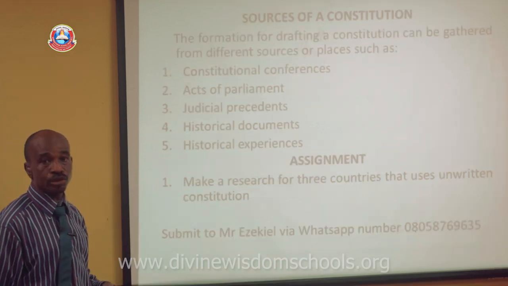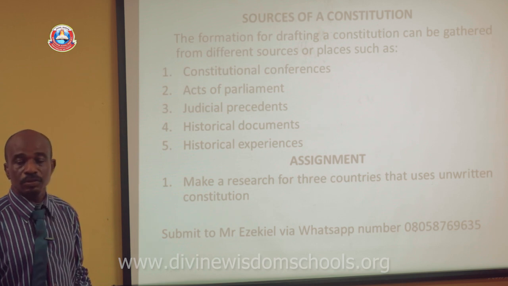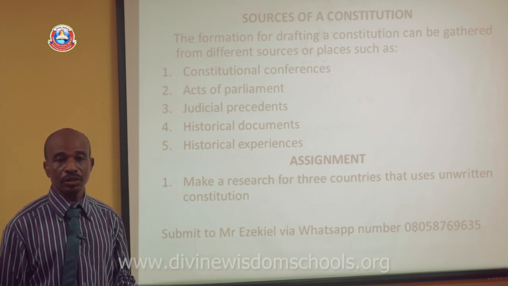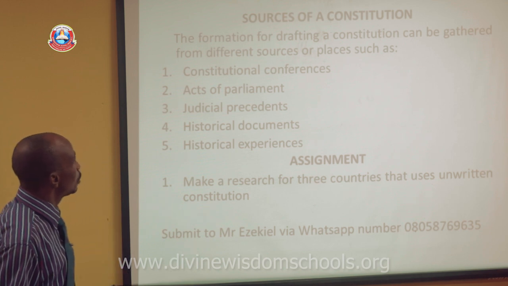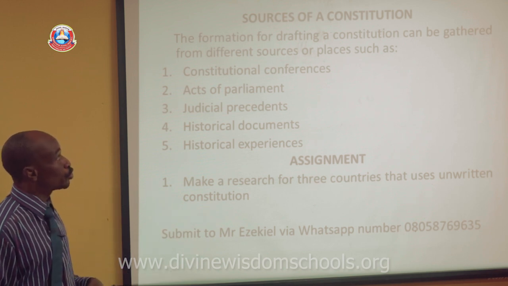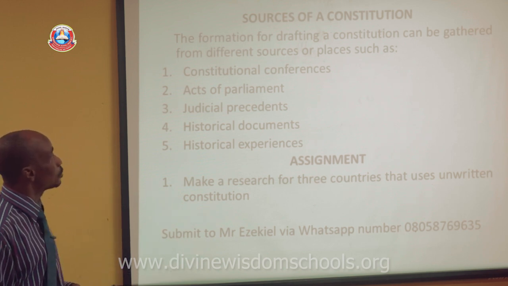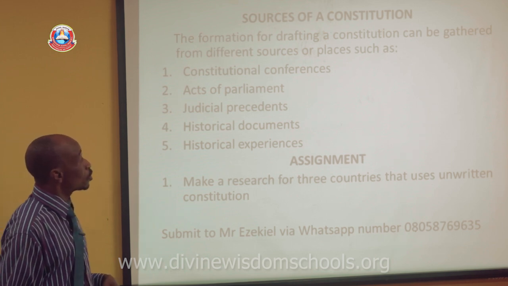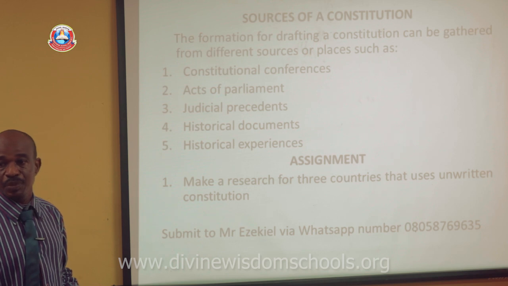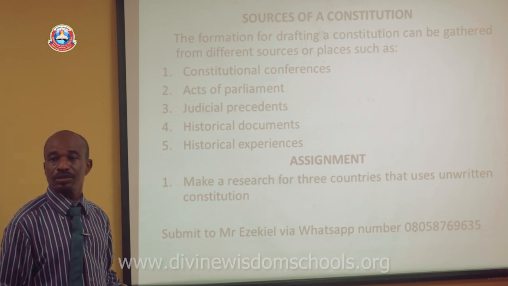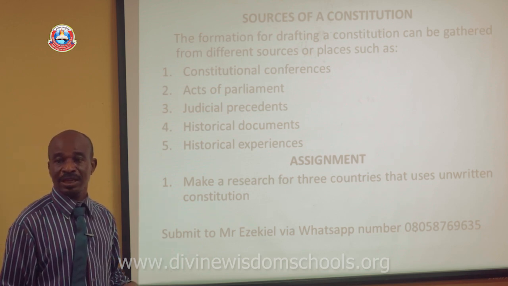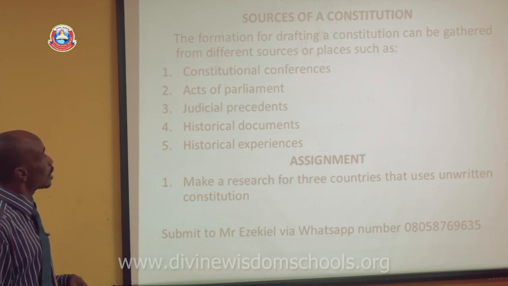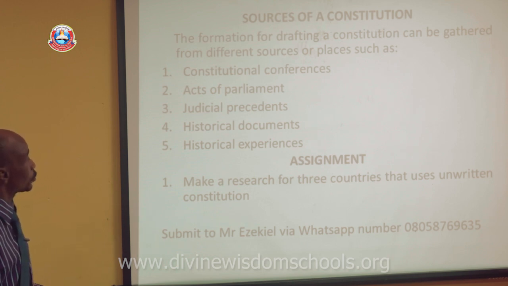Sources of a Constitution. Where do we get information to draft a Constitution? The information for drafting a Constitution can be gathered from different sources or places such as Constitutional Conference. There are people assigned or who are specialized in drafting Constitution. This group of persons are referred to as Constitutional Conference.